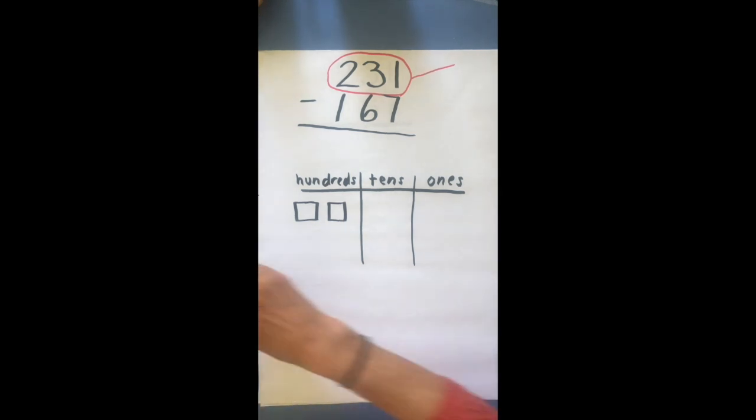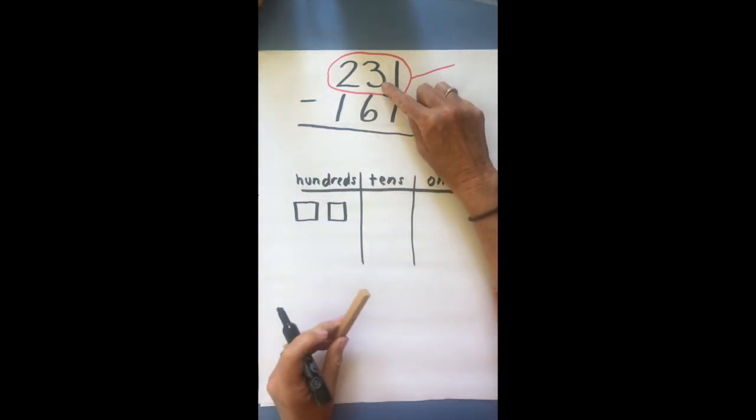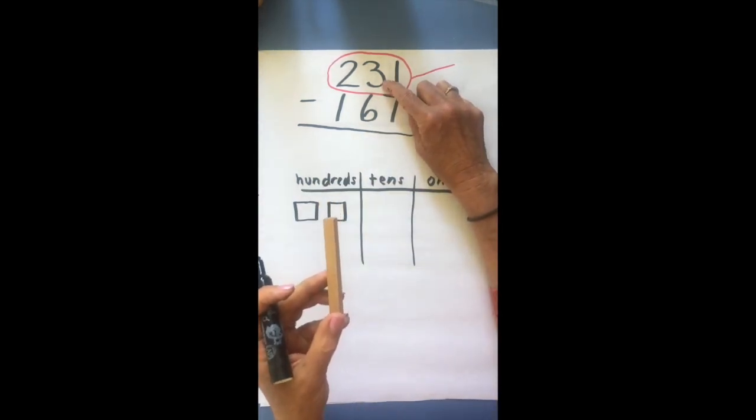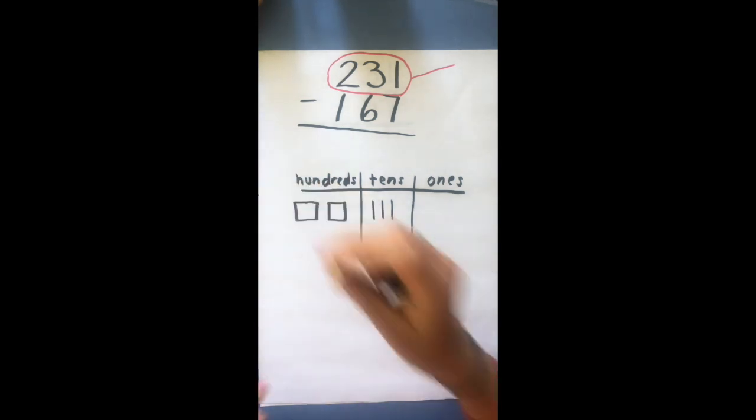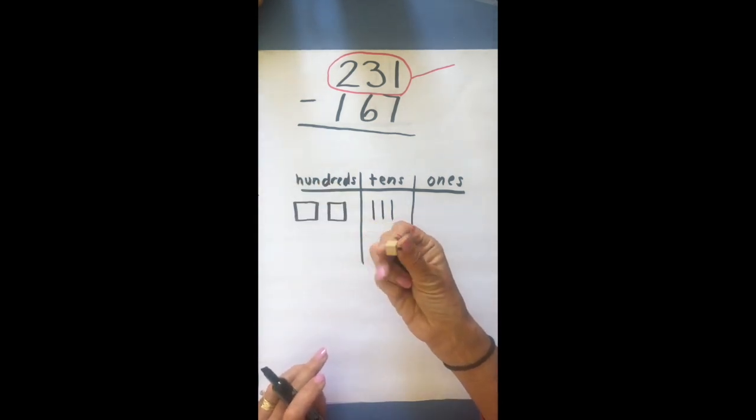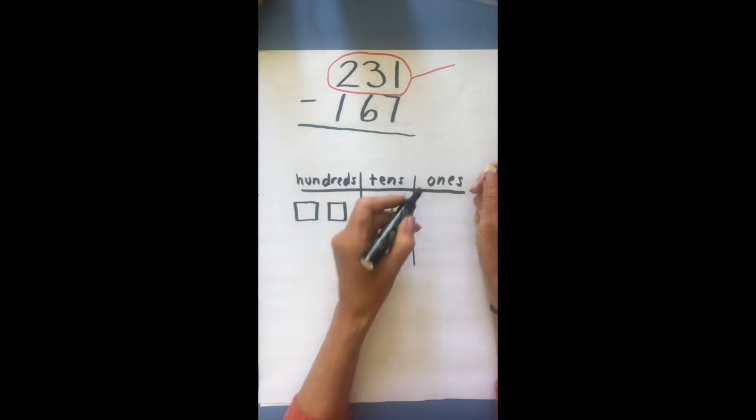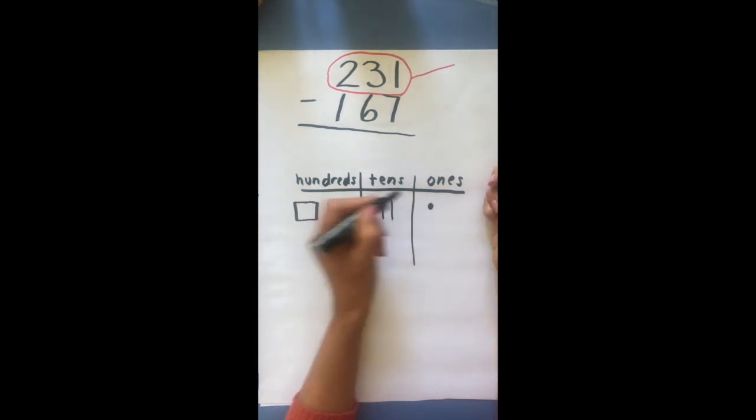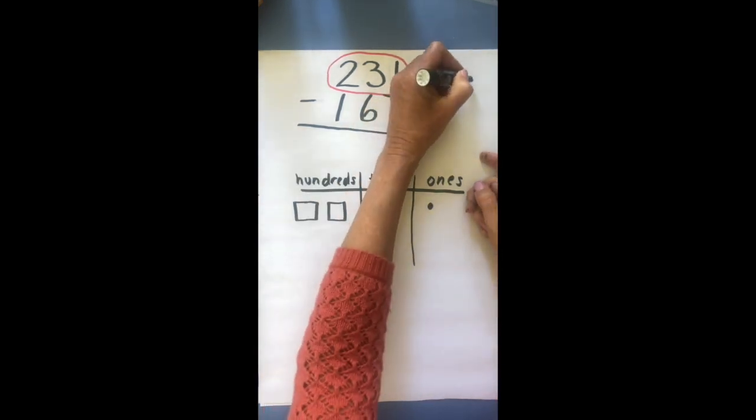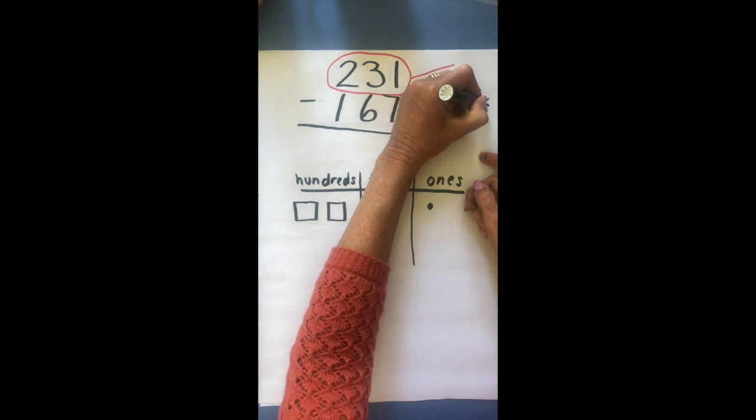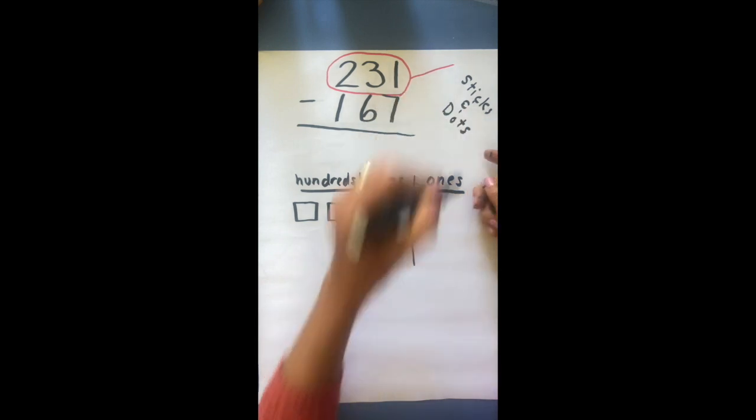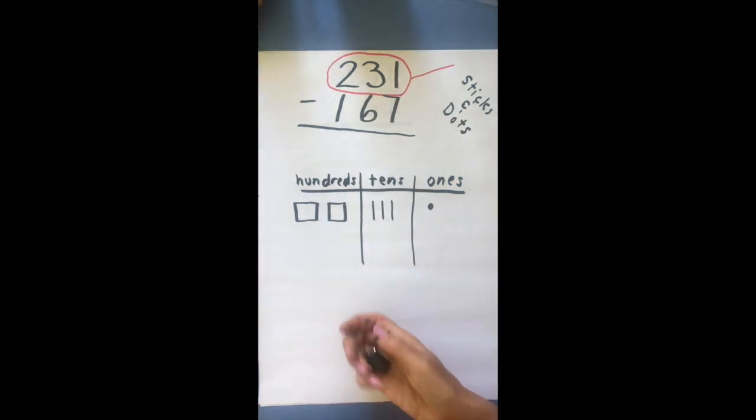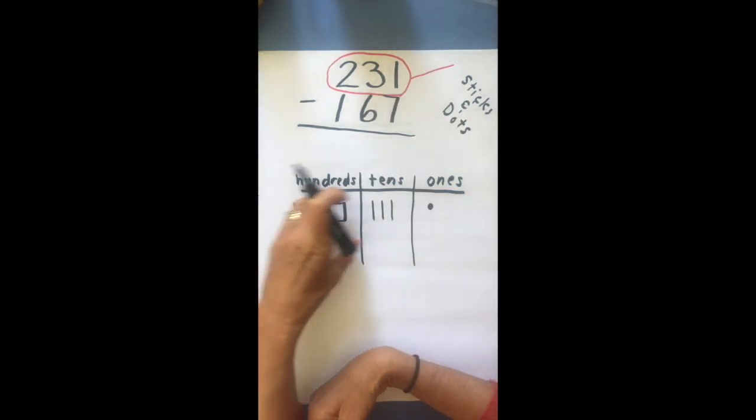30 right here, which is 3 of these. 3 tens look like sticks to me, so I'm going to draw 3 sticks. 1, 2, 3. And then 1. This is a 1, but I don't want it to look like that, so I'm going to make it look like a dot. Again, this is called sticks and dots, and it's a great way to draw or model what you're doing if you don't have manipulatives. So this is what I have.